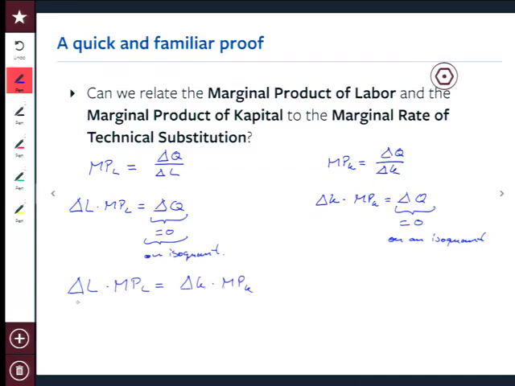Now what I'm going to do is I'm going to take my delta L and I'm going to bring it over here, and I'm going to take my MPK and I'm going to bring it over here. So I'm going to rewrite this as MPL over MPK is equal to delta K over delta L. That's not a C, that's an L.